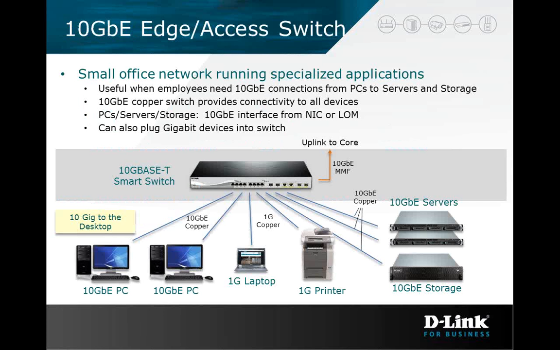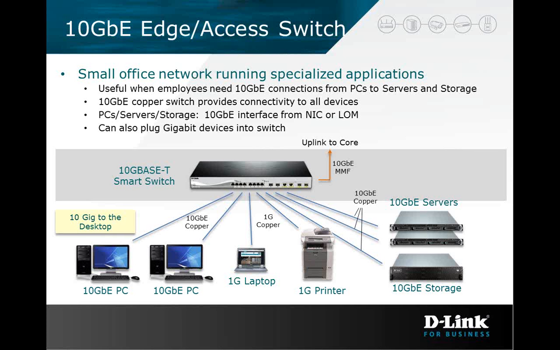This is an application where we've got employees in some kind of a small office network. They're running specialized applications, and they actually need 10 gig to the desktop. Maybe this is a scientific lab doing heavy-duty number crunching, or maybe this is video editing, and they need 10 gigabit speeds between their PCs and the servers or the storage that's in place here. So what I'm showing is a 10 gig smart switch. It has 10G-base-T ports on it, and as long as the smart switch is within 100 meters of the PCs and the servers and the storage, we can use Cat6A or Cat7 cabling to connect and get these machines full 10 gig connectivity.